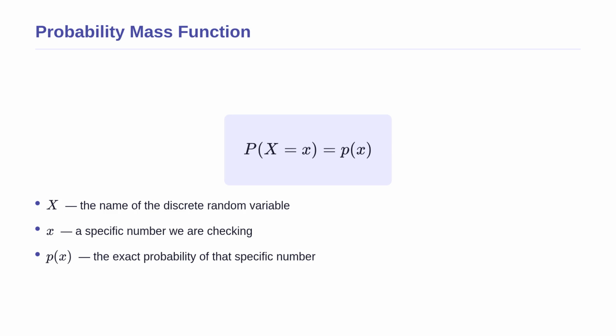To describe the probabilities of these specific discrete values, we use a probability mass function. In this equation, the capital X is the name of our random variable, while the lowercase x is a specific number we are checking. The function p of x gives us the exact probability that our random variable will equal that specific number. A crucial rule here is that if we add up p of x for every possible value of x, the total must always equal exactly 1. This ensures our model accounts for every possible outcome, which is a strict requirement for any valid probability distribution.